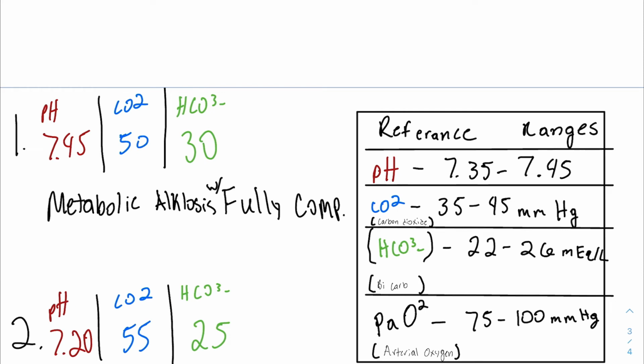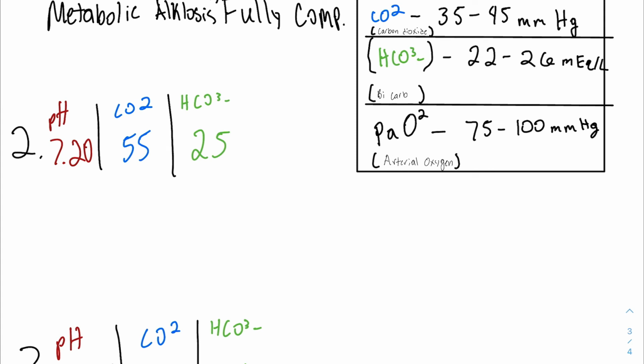So let's look at the next problem. We look at the pH to see whether we have any compensation at all. 7.2. Is that within the normal range? No, it's not. So we know right away that there is no chance it's fully compensated because the blood pH is out of the normal range. Now let's try and figure out why it's more acidotic than alkalotic. So let's go ahead and write acidosis, because, like I said before, if the pH is low, we know it's acidosis of some sort. Okay, so let's figure out the problem.